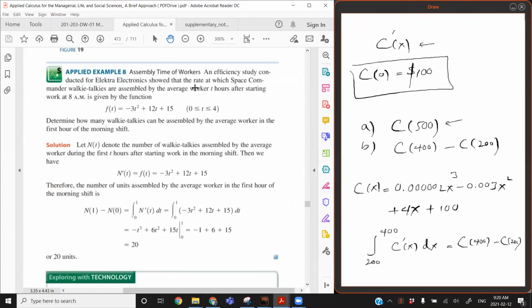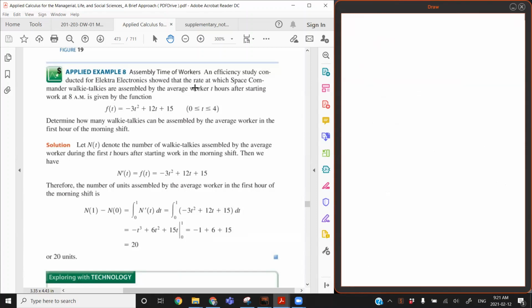So there is something common among all these examples that I'm giving you. And that common thing is that we are given the rate of change and we are looking for the net change. That's the common theme of all these problems. Assembly time of workers. An efficiency study conducted for electronics showed that the rate at which Space Commander walkie-talkies are assembled by the average worker t hours after starting work at 8 a.m. is given by this function.